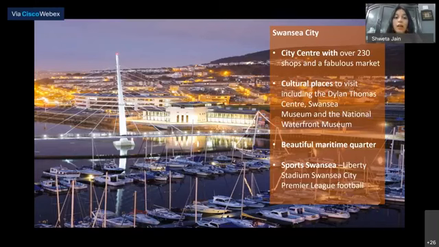and within Wales as well. The picture that you can see is our maritime quarter. And again, you can see how beautiful this is. There are big, beautiful ships that you can go and see if you have interest. Some more pictures of the city.